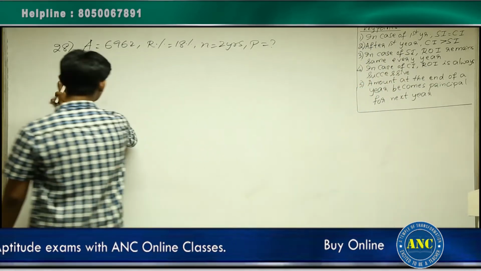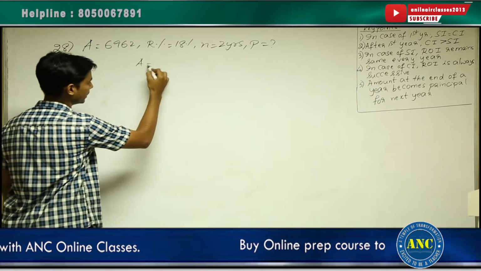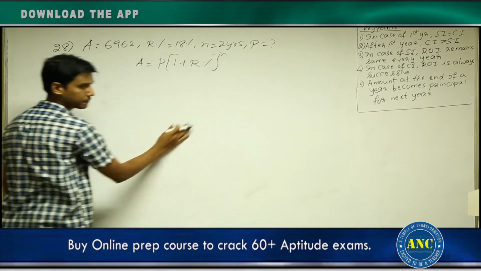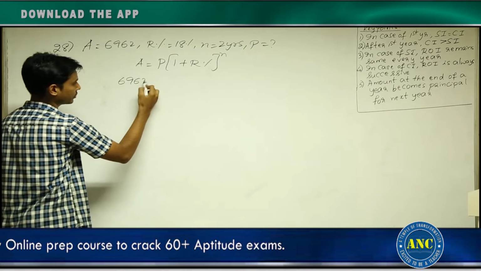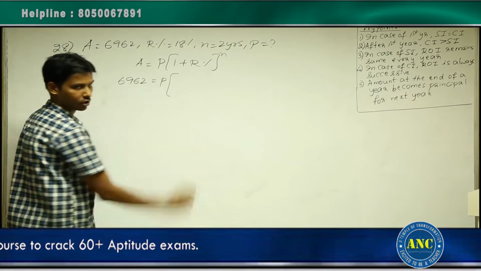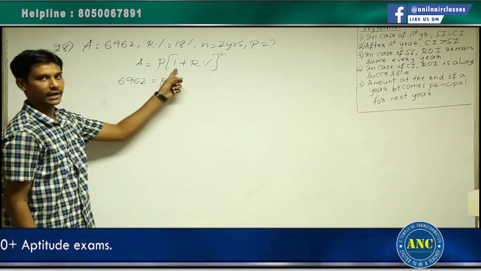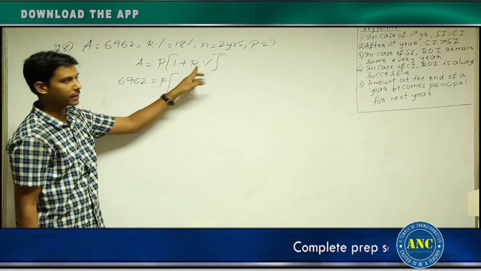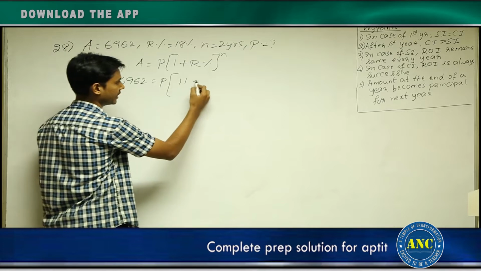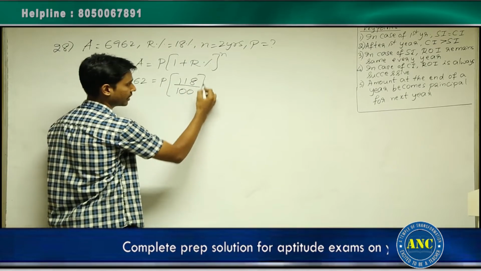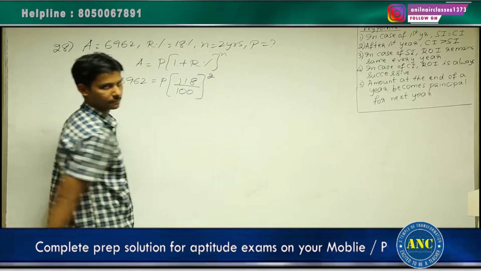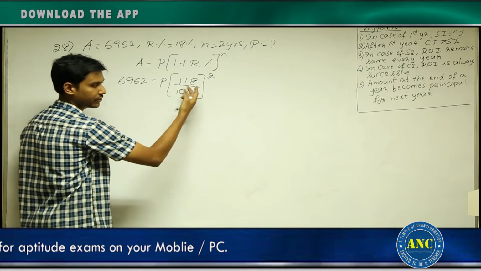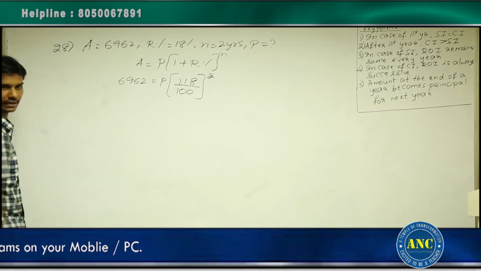Fine. See here. Amount in compound interest is given by principal into 1 plus r percentage to the power of n. Amount is given as 6962. Principal, I don't know, I will call it P. Can I write 1 as 100%? 1 is nothing but 100%. 100% plus 18%, 118%. 118 by 100. Number of years is 2 years. One way to calculate is to square this, divide one by the other, divide by this number. You will get the answer.